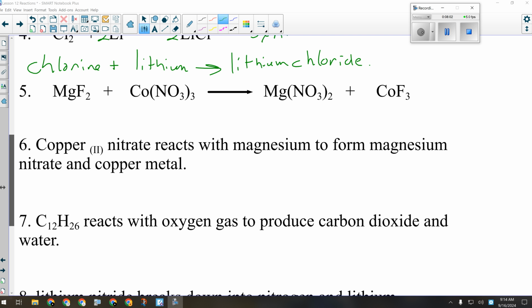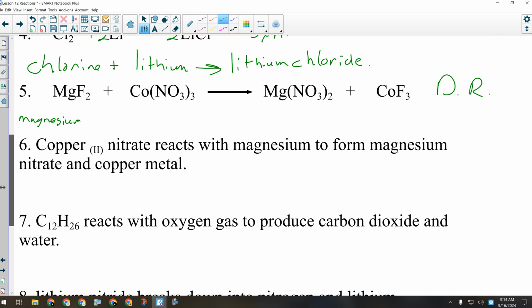All right, so on number 5, I've got 2 ionic compounds reacting to form 2 different ionic compounds. That reaction type is double replacement. Writing it out in words, this would be magnesium fluoride plus cobalt 3 nitrate, and that'll give us magnesium nitrate plus cobalt 3 fluoride.